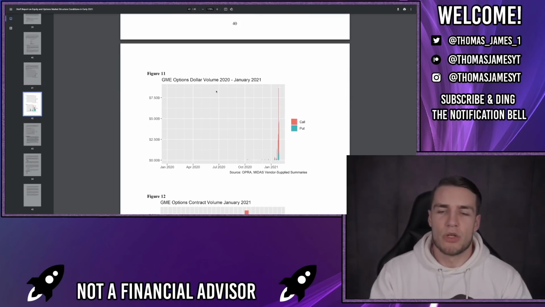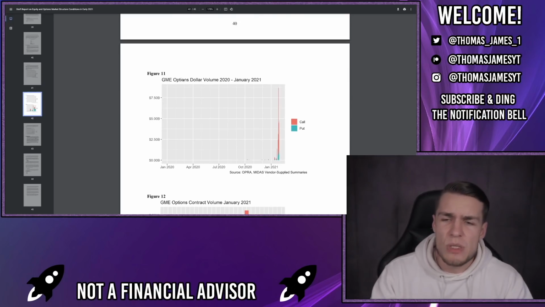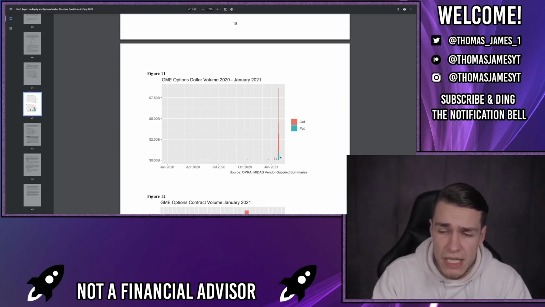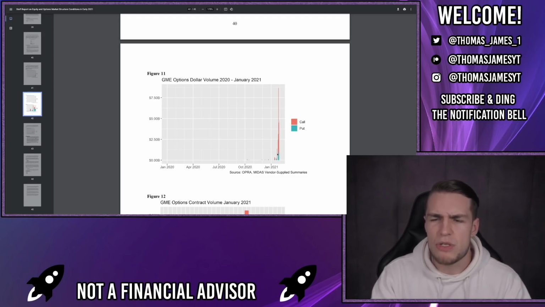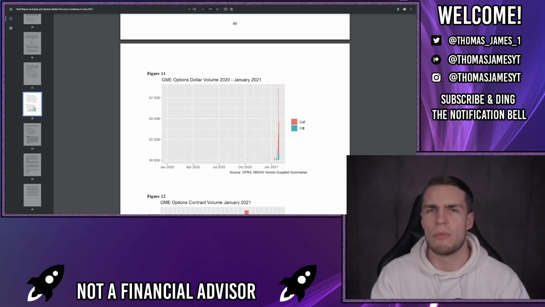Interesting. Because then if we look at the graphs in figure 11, the GameStop options dollar volume 2020 to January 2021. Now obviously there's a lot here at the end of January, there's a hell of a lot of red and not much blue, but interestingly red relates to call options and not put options. So surely the majority of the options purchased were call options, not put options.